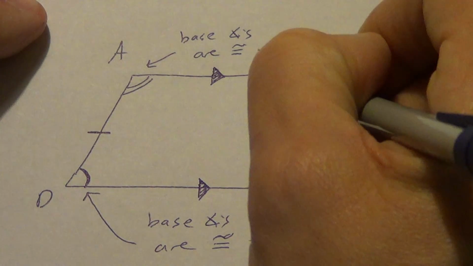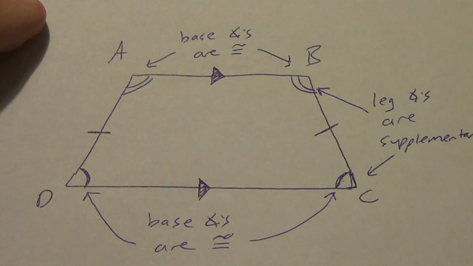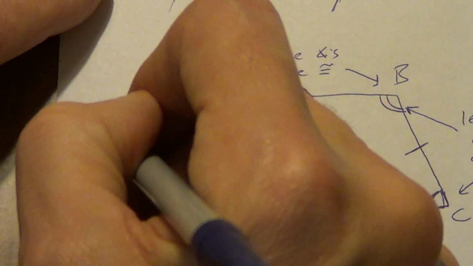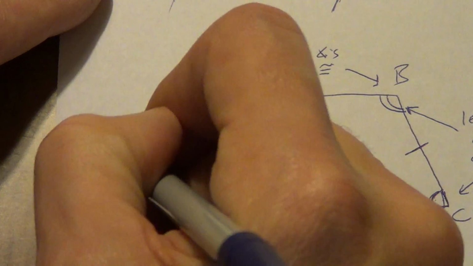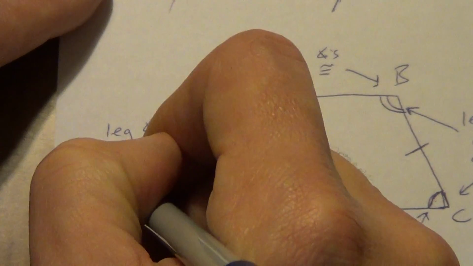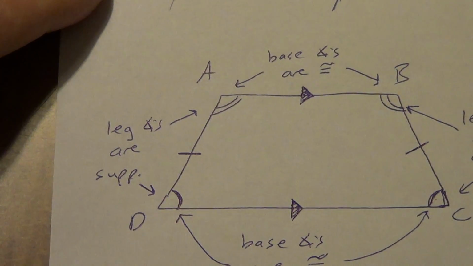Okay, here and here. Those two angles are supplementary. And we can do the same thing over on this side. The leg angles are, and I'm going to run out of room, so I'm just going to abbreviate, are supplementary here and here. Okay? So let's look at all of that at the same time.